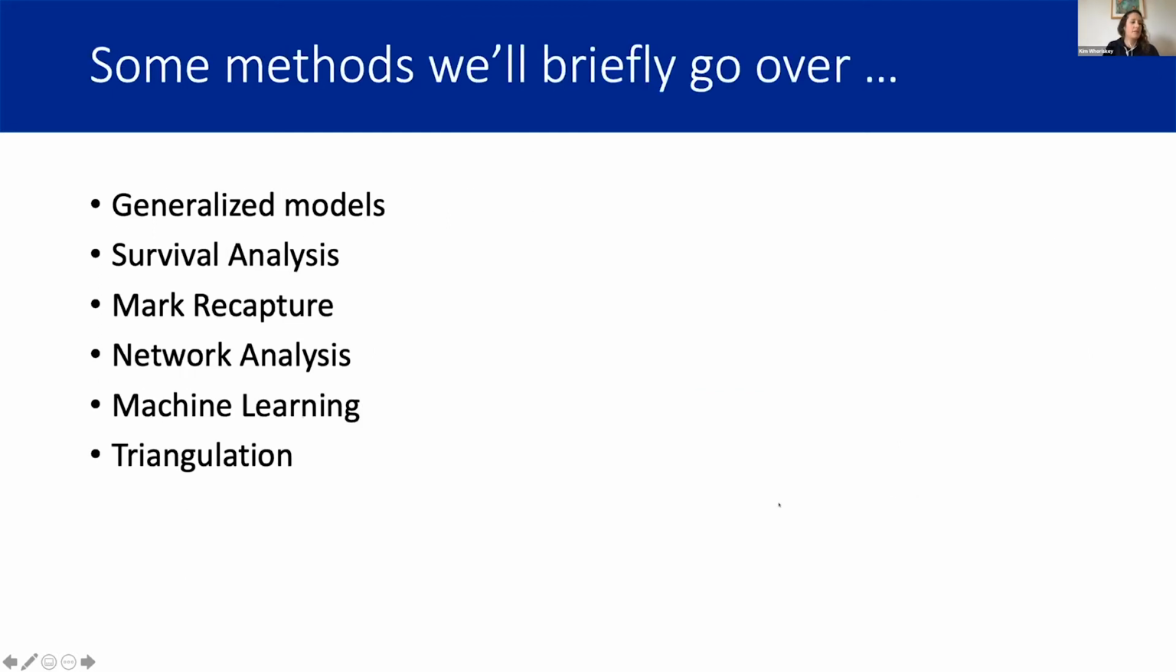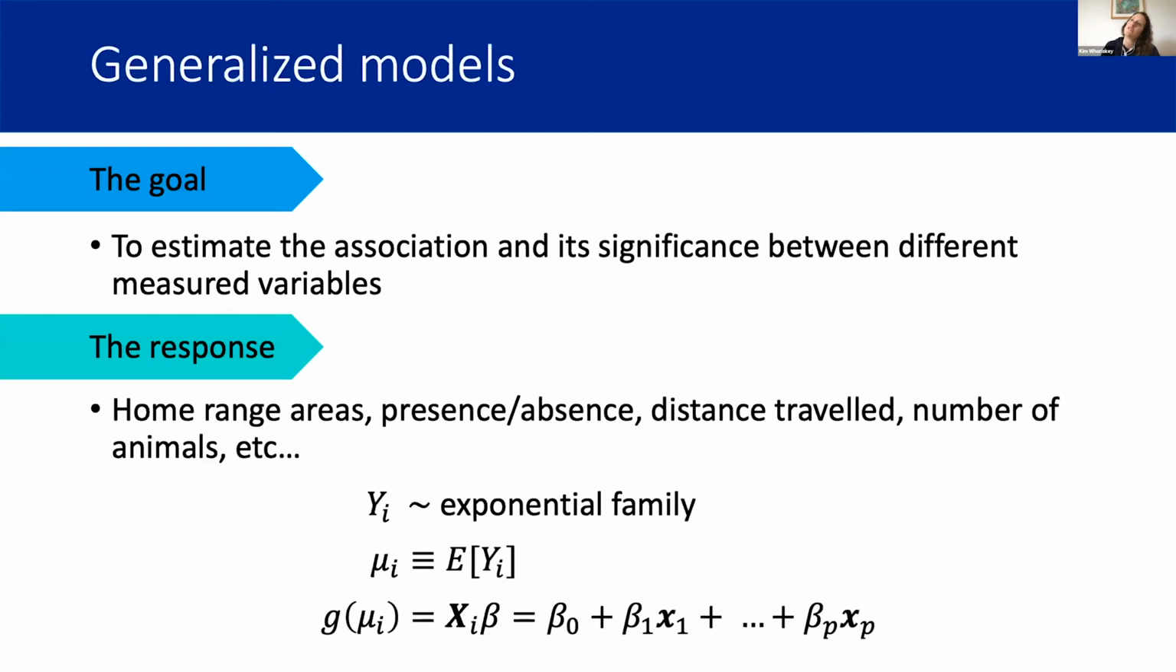So some methods that we'll just briefly go over: we have generalized model survival analysis, Mark-recapture analysis, network analysis, a little bit of machine learning, really just random forest, and some triangulation methods. So in generalized models, the goal is really to estimate the association between variables, so your response variable and other covariates, and you want to look at the significance of those different associations or relationships.